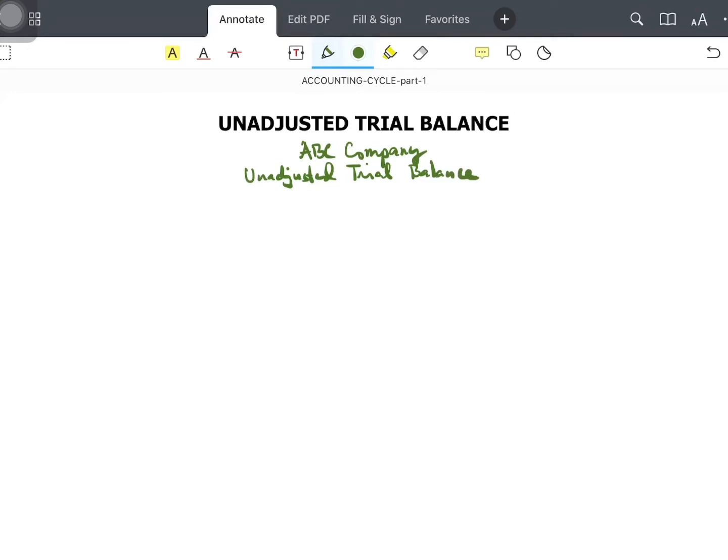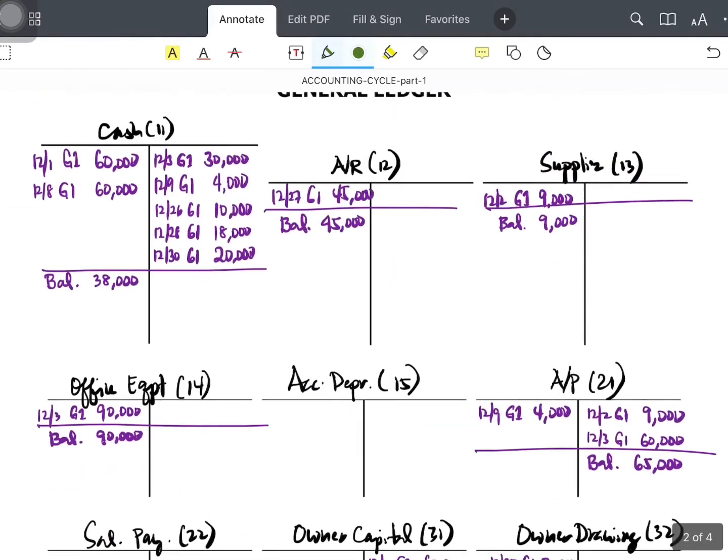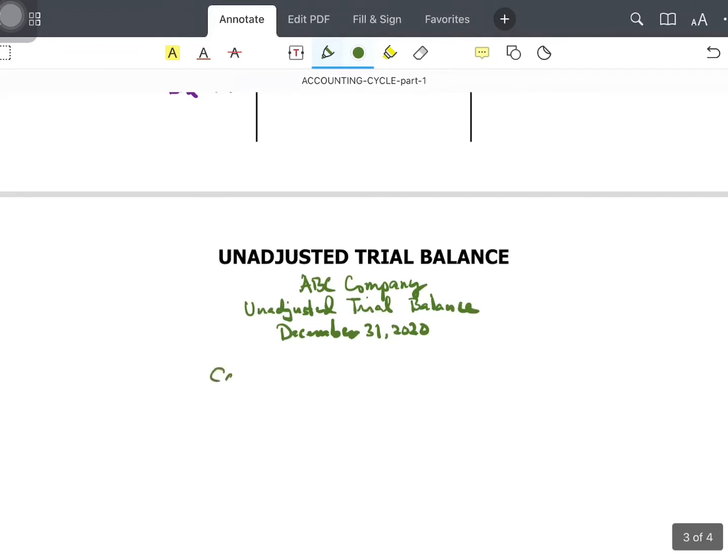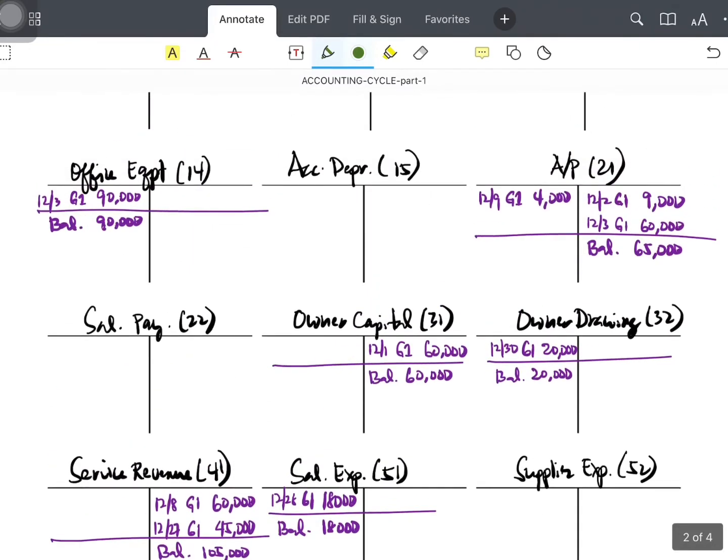And then after that, write the date, December 31. So let's use this year, 2020. And then what you will do is write down your account titles. So let's see the general ledger again. Cash, AR, supplies. Next. Office equipment, ACDEP, accounts payable.